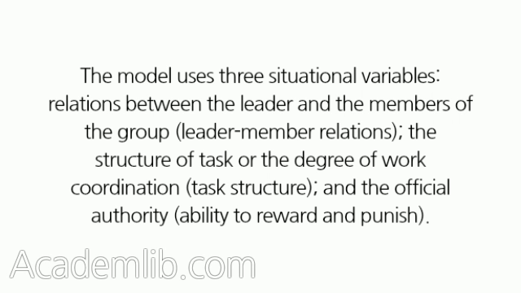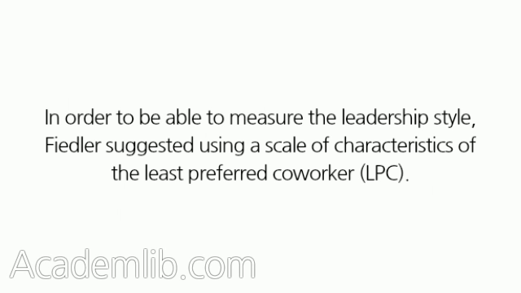The model uses 3 situational variables: relations between the leader and the members of the group, leader-member relations, the structure of task or the degree of work coordination, task structure, and the official authority, ability to reward and punish. In order to be able to measure the leadership style, Fiedler suggested using a scale of characteristics of the least preferred coworker, LPC.